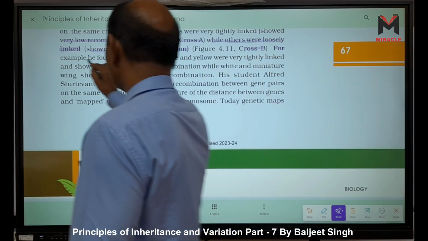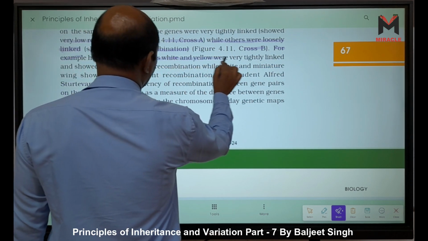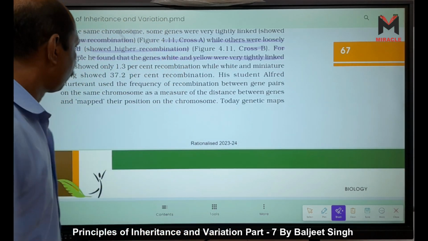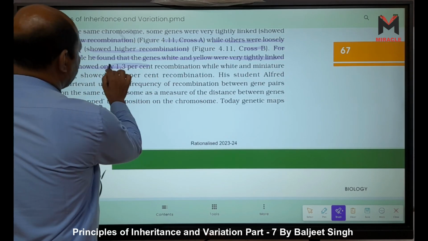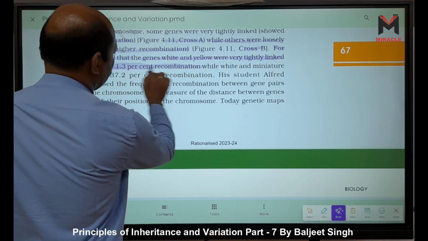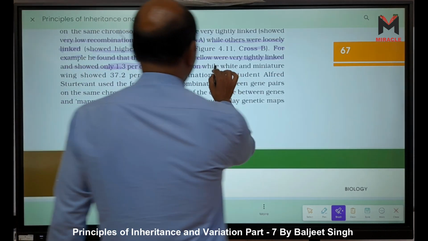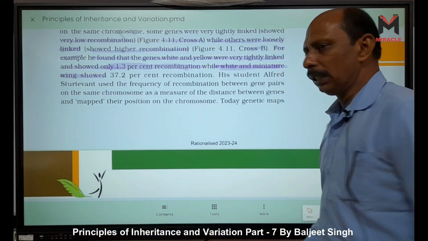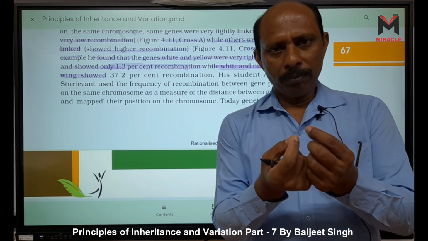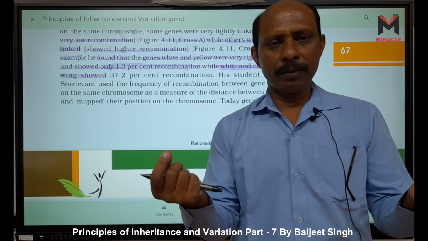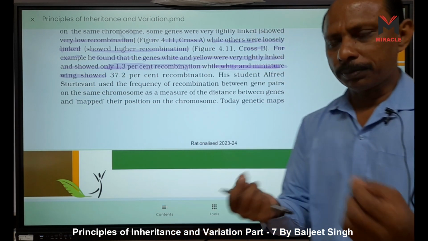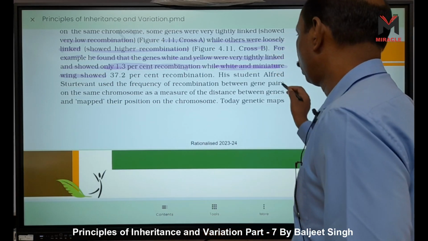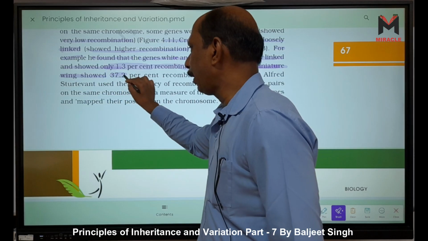In cross B, for example, he found that the genes white and yellow were very tightly linked because the distance between white and yellow is small. They show only 1.3% recombination, which is very little. While white and miniature wing are located far apart, at a greater distance, the linkage strength is weak, so the possibility of recombination is more. It shows 37.2%, much more than 1.3% recombination.